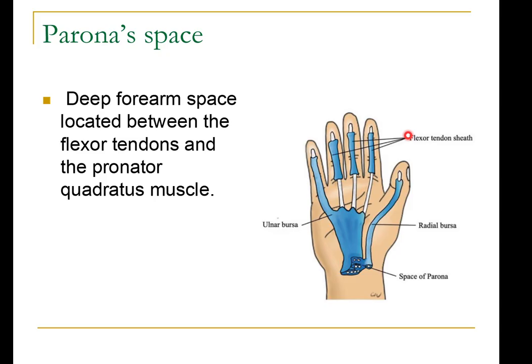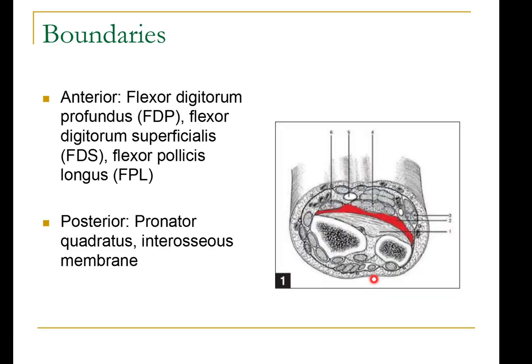Now coming to the boundaries of the space of Parona, it is a deep forearm space which is located between the flexor tendons and pronator quadratus. So coming to the boundaries, this is the section of the forearm. Here you can see the radius and ulna, here you can see the flexor tendon, and this is the pronator quadratus. So the space between these is the space of Parona.